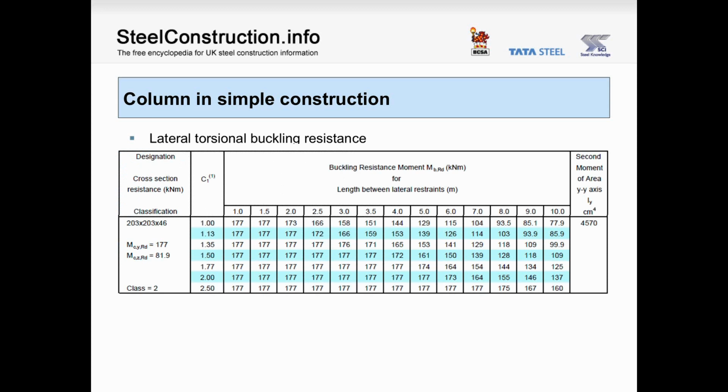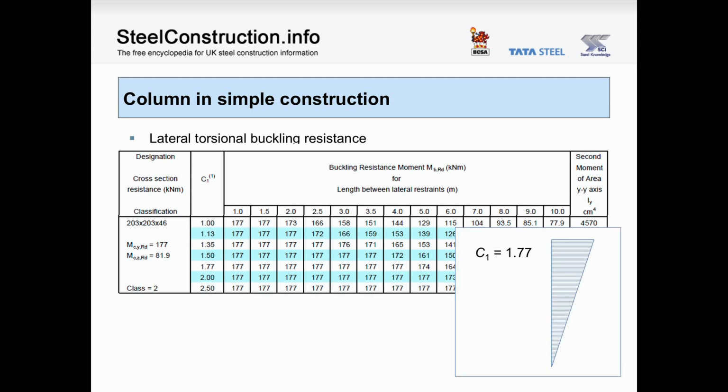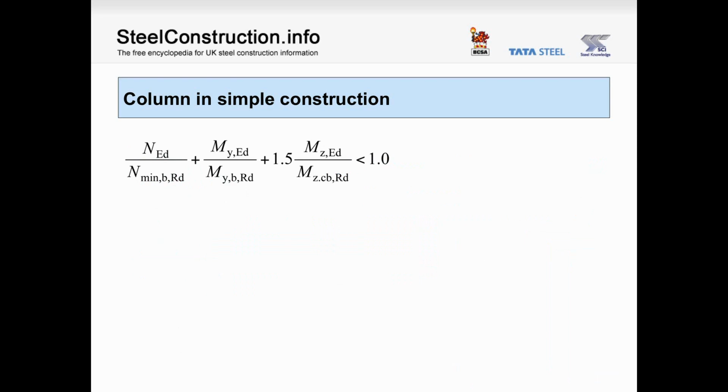We do need to establish the lateral torsional buckling resistance, so using a lookup table and appreciating that for a triangular bending moment diagram the value of C1 is 1.77, directly from the table we can establish that the bending moment resistance to lateral torsional buckling is 174 kilonewton meters. The bending resistance in the minor axis we can also extract from the table as 81.9 kilonewton meters. Therefore, we've determined everything we need to know to substitute in this interaction expression, and we determine then that the utilization is 0.78, which is less than 1, and therefore this column is satisfactory.